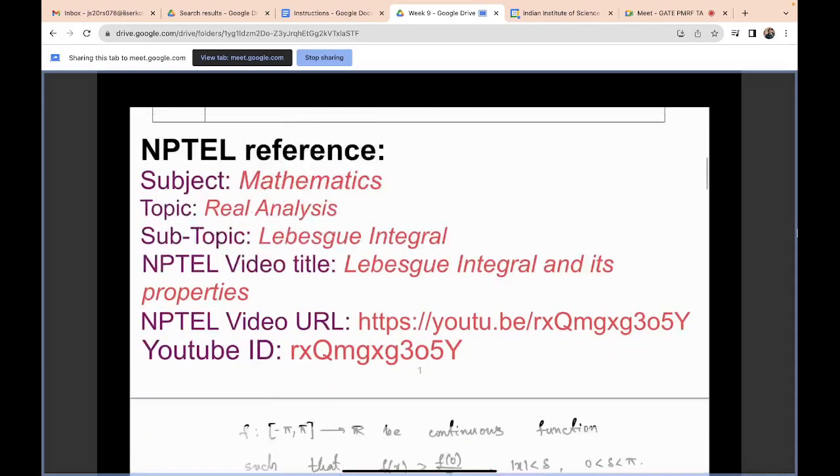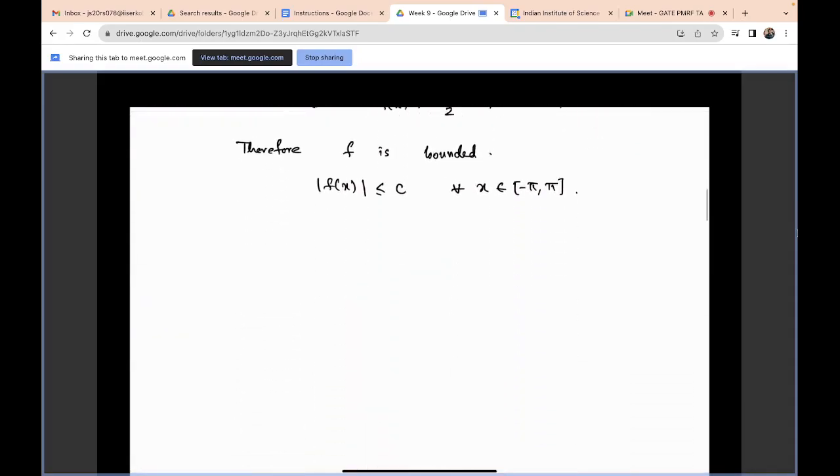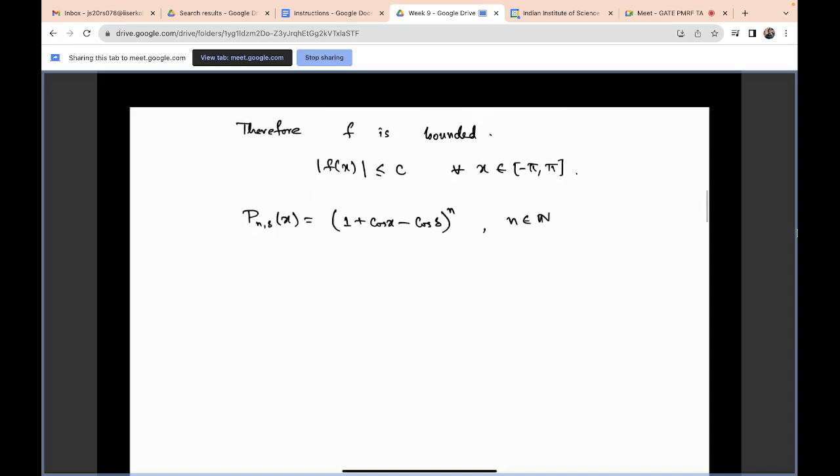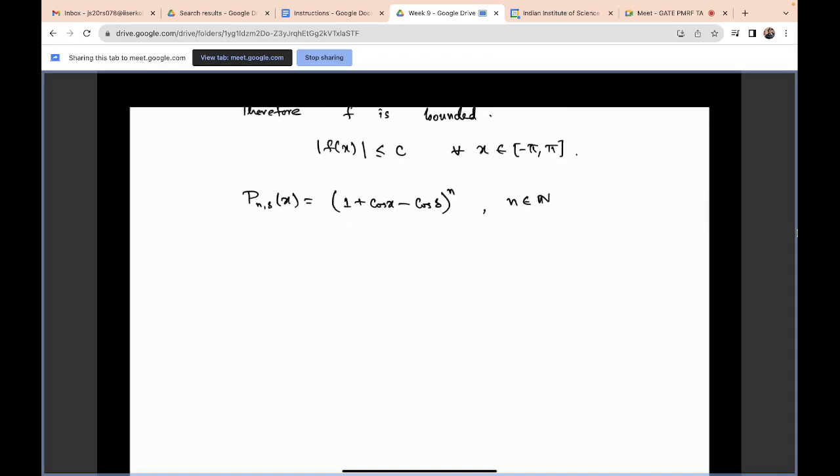So let us also first analyze what is p n delta. So p n delta of x is given by 1 plus cos x minus cos delta to the power n, where n is a natural number. Now let's see what this function is saying. Let me write it down.